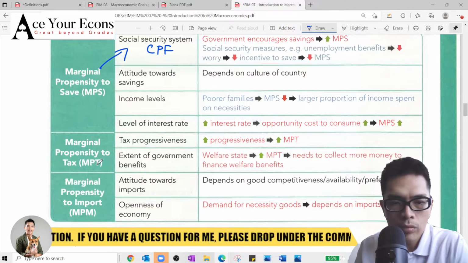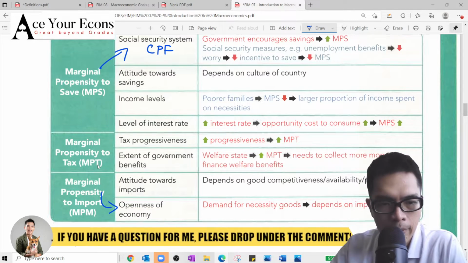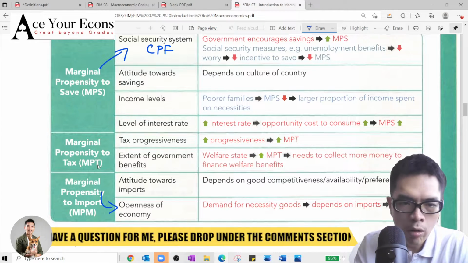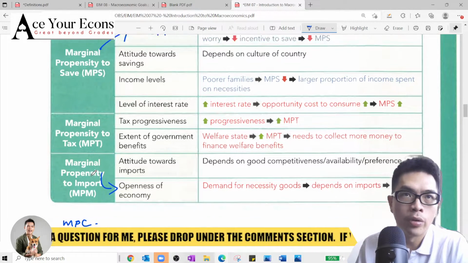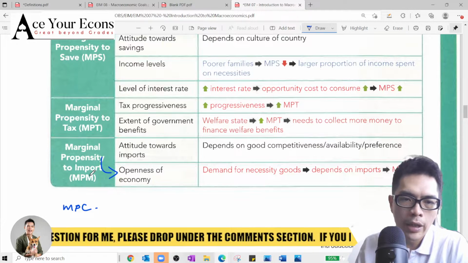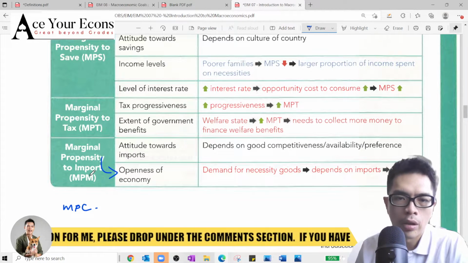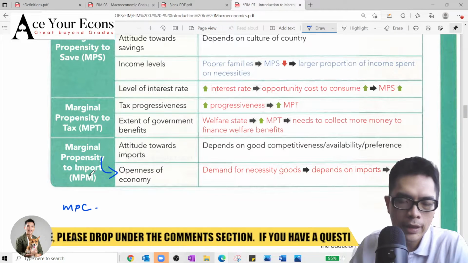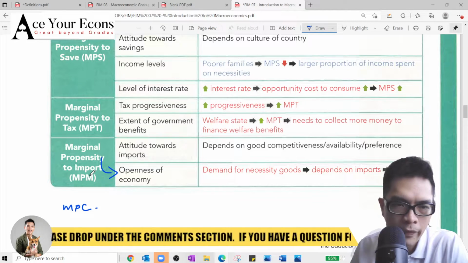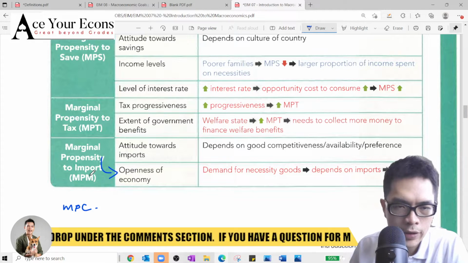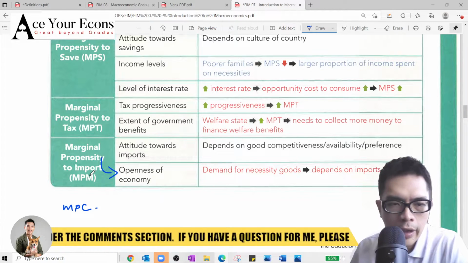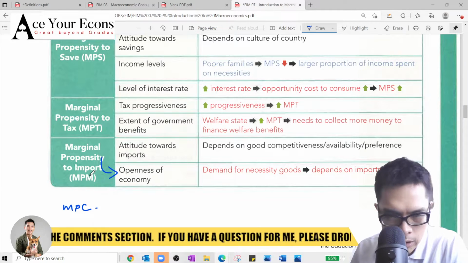Likewise, another term that you often see is openness of economy. Because of the nature of a small open economy, Singapore does not produce a lot of goods. That's why there is a high demand for imports. For every income that we make, a high amount will go out as leakages to acquire imports. So the MPM value is going to be high for Singapore, and therefore the size of your multiplier is going to be small.